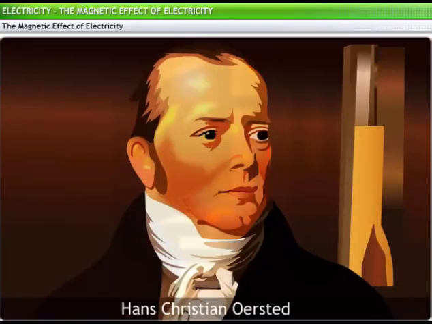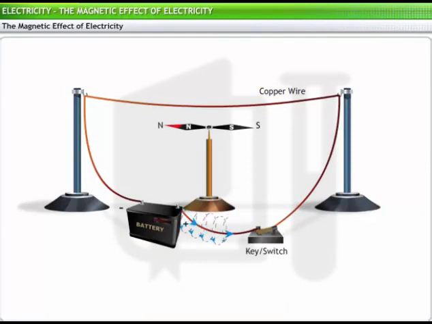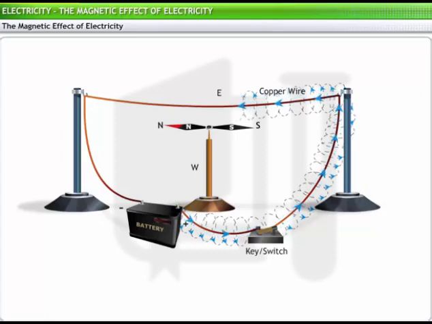Hans Christian Ørsted conducted an experiment to demonstrate that electricity produces a magnetic effect. The experiment is set up for you, as you can see. Let's see what happens if we close the key to allow current to pass from south to north. The magnetic needle originally points north. However, when current passes through the wire from the south to the north, the needle deflects to the west.